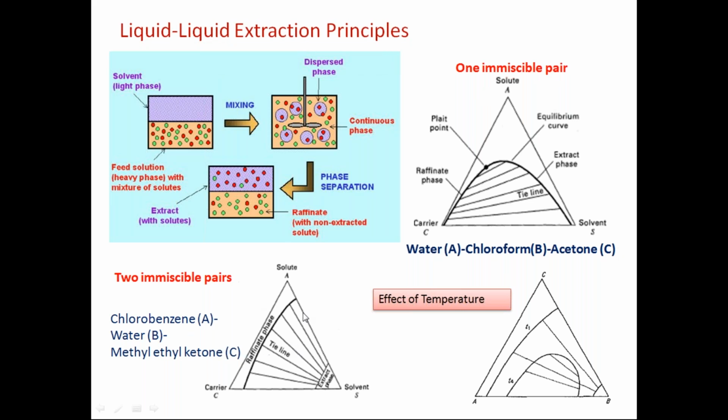On this, you don't find the tie line; tie lines are in a different manner. You don't find the plait point. So what you do is increase the temperature of the system so that this type of useful binodal curve appears here with one plait point. In normal conditions, if you don't find the plait point, then you have to increase the temperature so that the solubilities of the three components in each other increase at higher temperature, and you will get this type of binodal curve, which is usually useful.